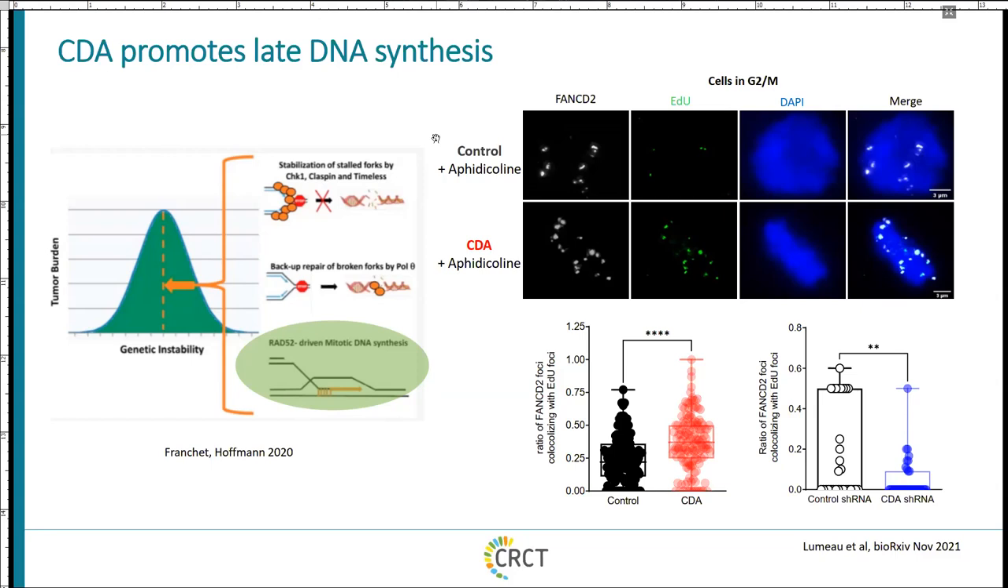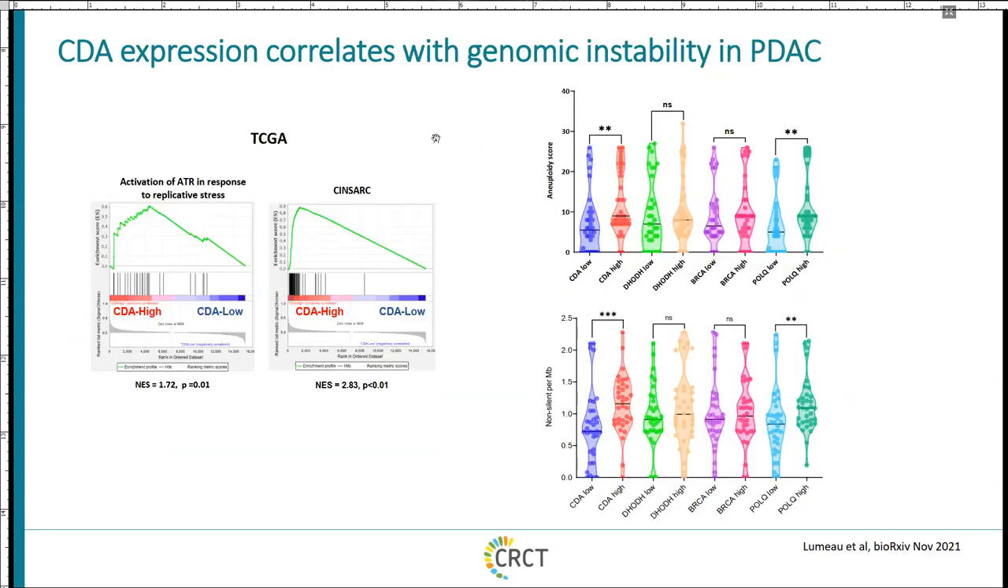All right, so next, please. We've tried to get back to tumors with these new findings in hand. We performed the same set of analysis with data from the TCGA. And we found that the tumors that were CDA high have this signature of ATR response to replication stress. So this is mimicking what we found in cellular models. And also a very strong enrichment of the SINSARC signature.